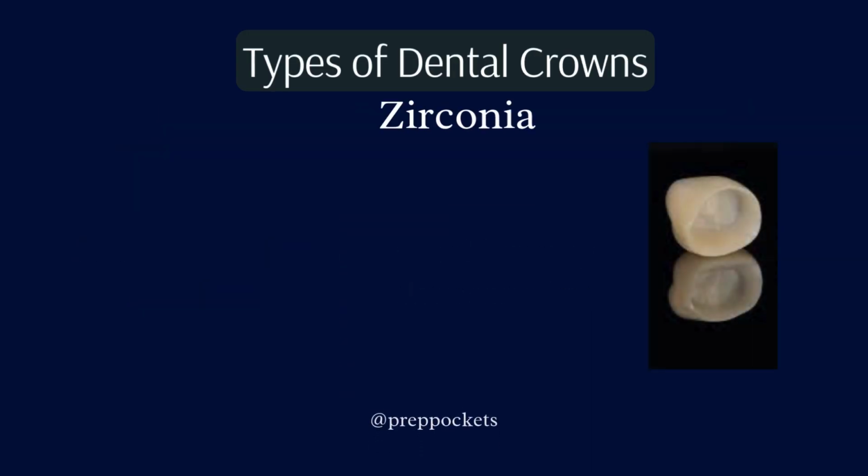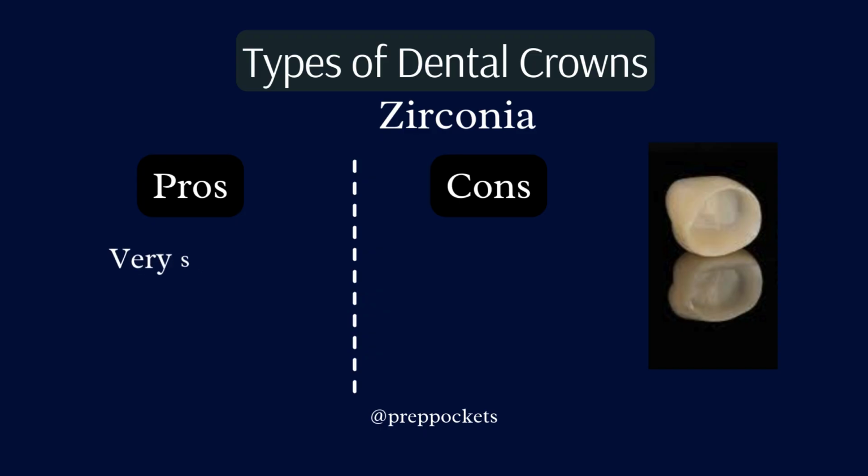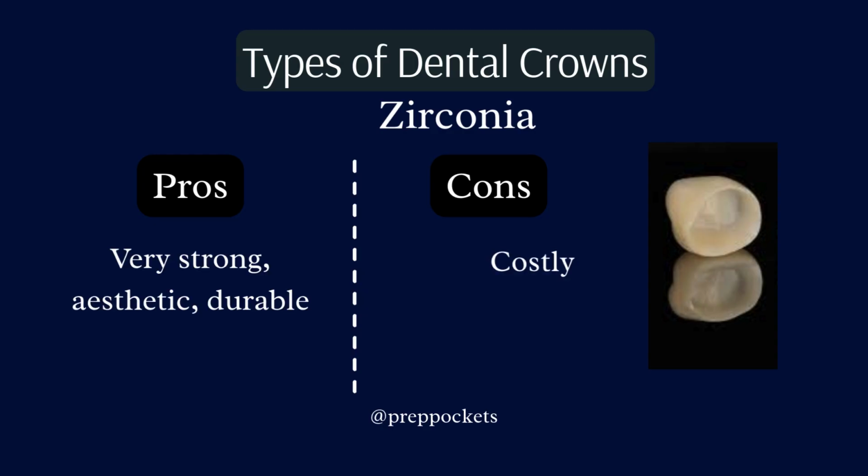The next type is dental zirconia. It is a high-strength ceramic and is considered one of the strongest and most aesthetic dental materials available today. It is stronger than porcelain, has better aesthetics, and is durable. But it is more costly than porcelain, and is difficult to repair and adjust once cemented.